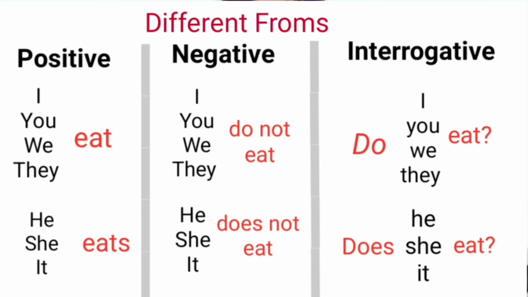And third is interrogative form. In this form, we bring do or does in the first place, and the examples are do you eat? Do they eat? Does she eat? Does it eat?